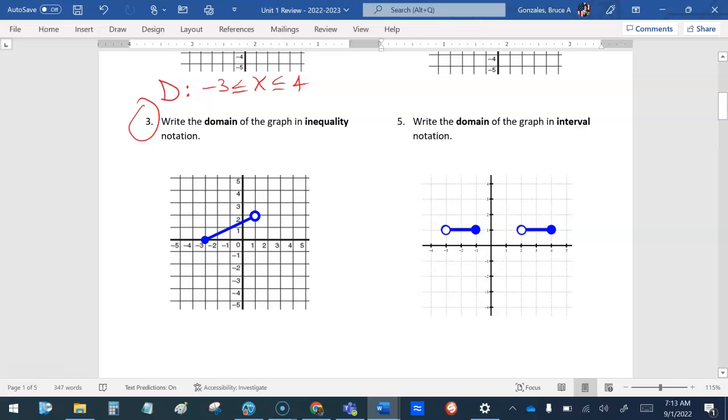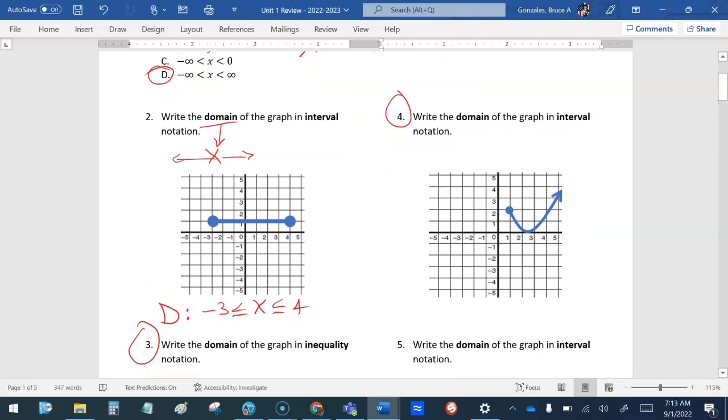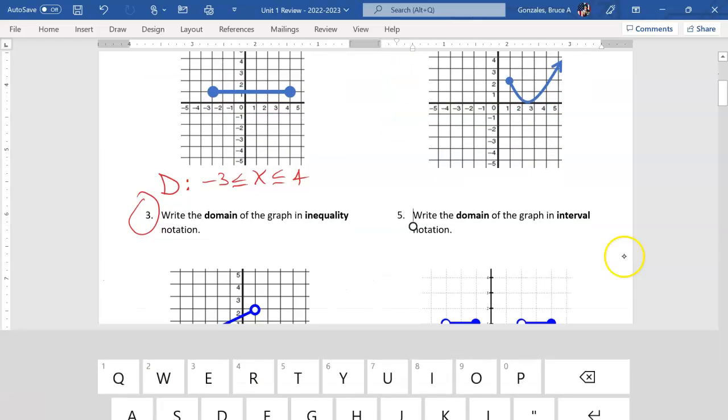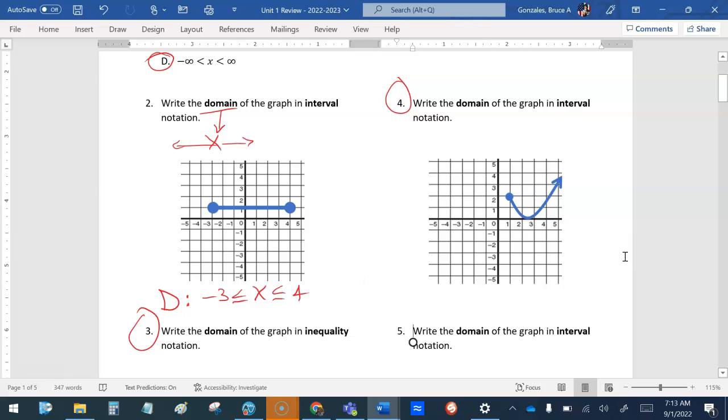Number 3, write the domain in inequality notation. Oh, let me back up here. This was interval notation. So when we do interval notation, since these are shaded in, we're going to use brackets, -3, comma, +4, bracket. If it includes it, if it's shaded in, then you have to make sure you use brackets. And on the next one, when we talk about inequality notation, that's when we're going to use those less than signs.